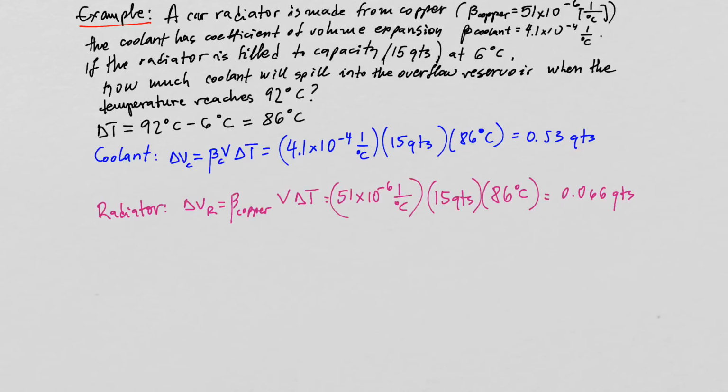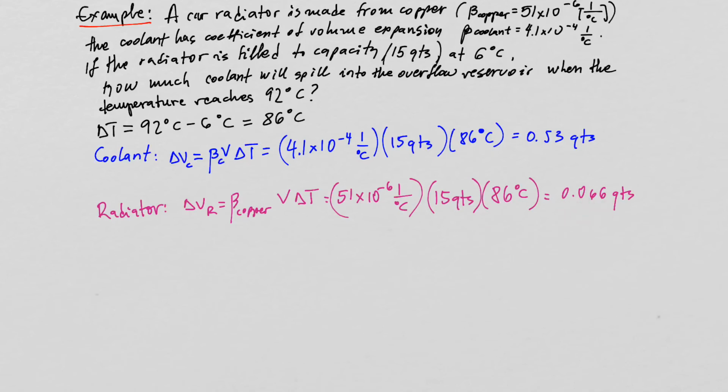For the radiator, the change in volume of the radiator is equal to the coefficient of volume expansion for copper times the volume of the radiator times the change in temperature. So that's 51 times 10 to the negative 6 per degree Celsius times 15 quarts times 86 degrees Celsius. So the change in volume for the radiator is 0.066 quarts.